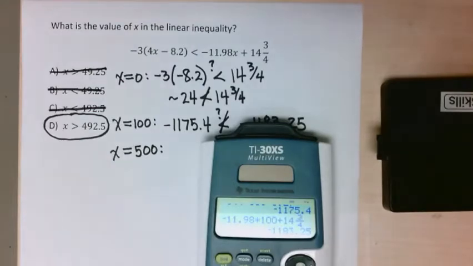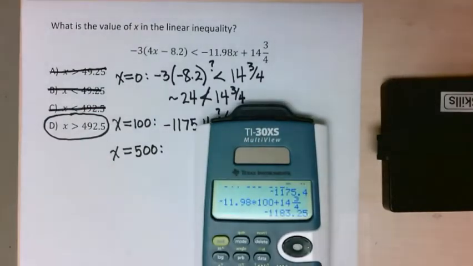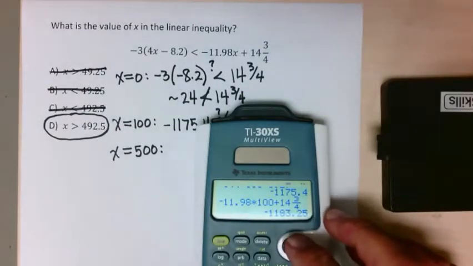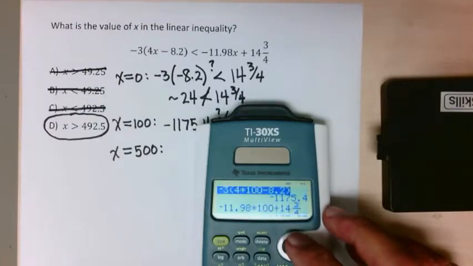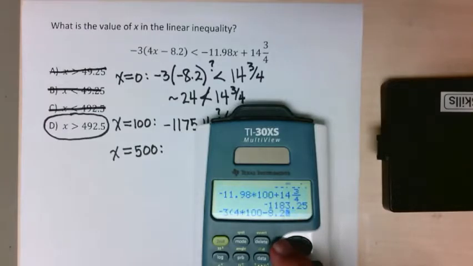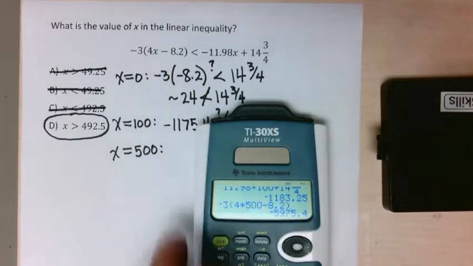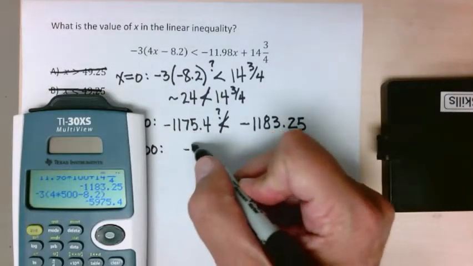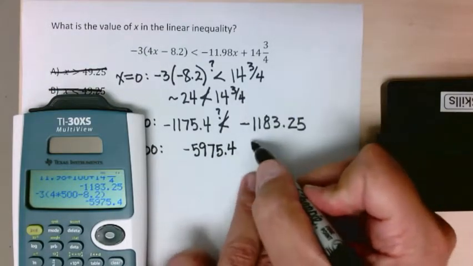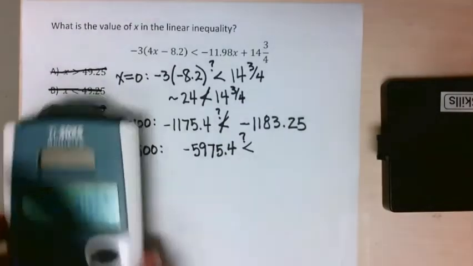So let's go back and check for x equals 500, which is bigger than 492.5. And I can use my calculator to do that very easily by just replacing the 100s with 500s. So I'm going to do the left-hand side first. Notice I've moved my cursor up to that entry where I had entered 100 for x before. I hit enter. It copies that line down below. I can change the 100 to a 500, hit enter, and I now have that that's negative 5,975 and 4/10.